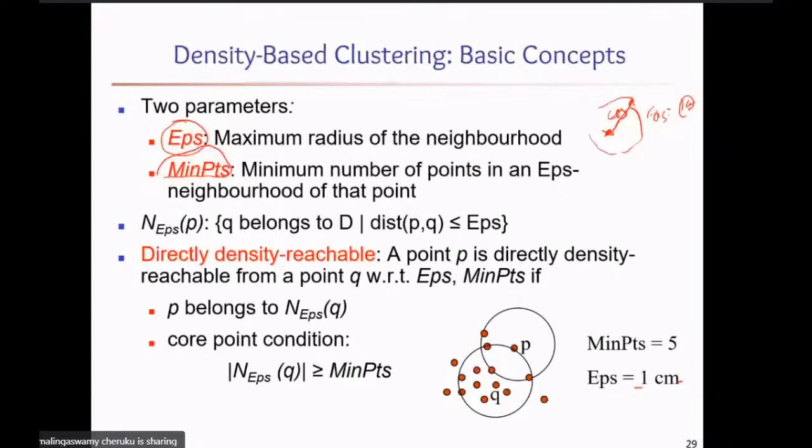Hope you understand. So this is DDR, and with respect to these two, they are directly density reachable. So there is a chain of points which are directly density reachable. Hence, we can say that I can reach this P indirectly, not directly. That's why it is called a density reachable point.